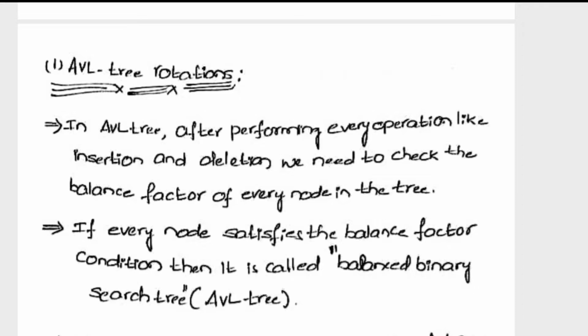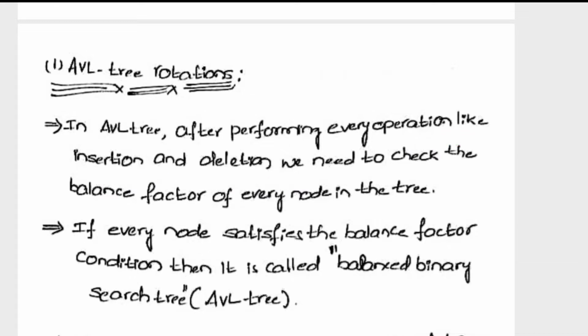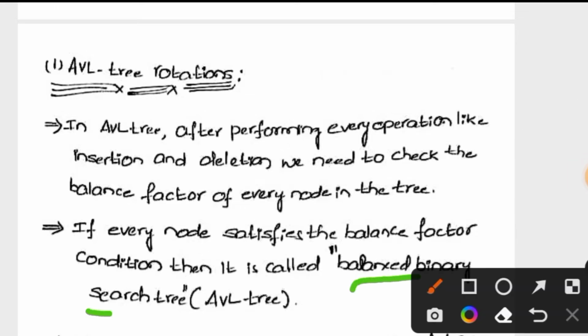In an AVL tree, after performing every operation like insertion or deletion, we check the balance factor of every node. The balance factor may be 1, -1 or 0. If it is other than these three values, we consider that the tree is imbalanced. So if you want to balance the AVL tree, we can use the rotation operations. If every node satisfies the balance factor condition, only then can we call the tree a balanced binary search tree, or an AVL tree.